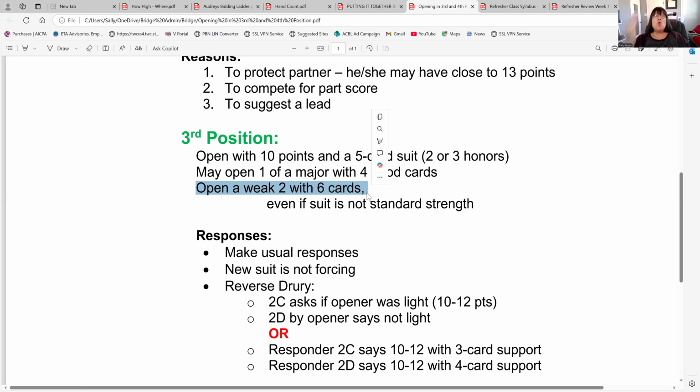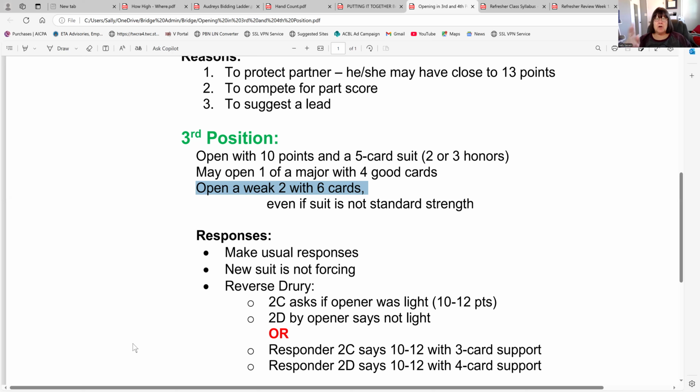Now he's got to open at the 3 level. That's why we do this. It's even stronger that you can do this if they're vulnerable and you're not. Then it makes it really hard for them to bid, and it doesn't cost you very much because you've got 6 cards in the suit. So that's a big difference.